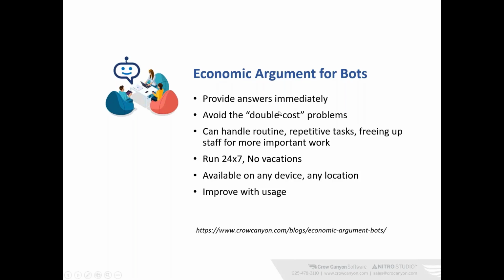They provide answers immediately. They avoid the double cost problem. What's the double cost problem, you may ask? Well, the double cost problem is this. If I submit a request as a user, I sit around waiting for the staff to resolve it. That's one cost, the time I spent waiting for a response. The second cost is the staff has to then respond to that. So there's two costs there, my waiting time as a user and the staff's time spent answering it. The bot can eliminate both of those by answering immediately to the user's question.